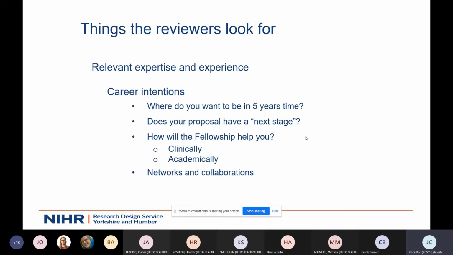So what is this fellowship going to bring to you on an individual level? You know, this is where a fellowship really does differ from a project grant, because the reviewers are wanting to see how it's going to be an effective vehicle for you to develop, both potentially clinically or academically. How is it going to help facilitate networking and collaborations with the key people within the field? So, and what is it that you want to be? You know, be quite bold in your statements around that.